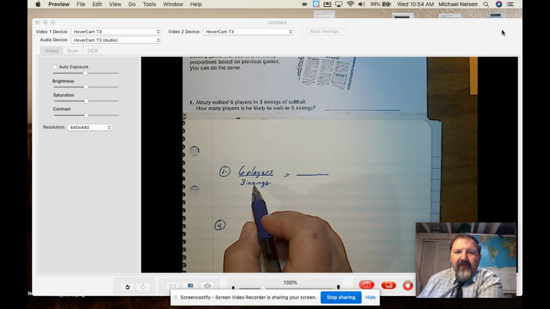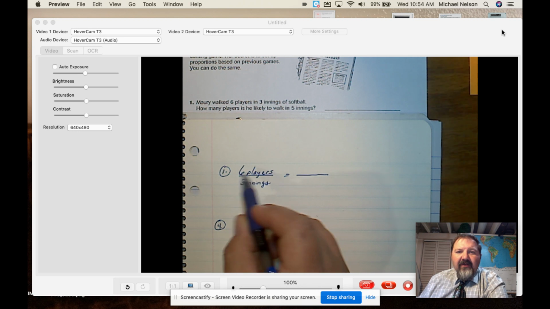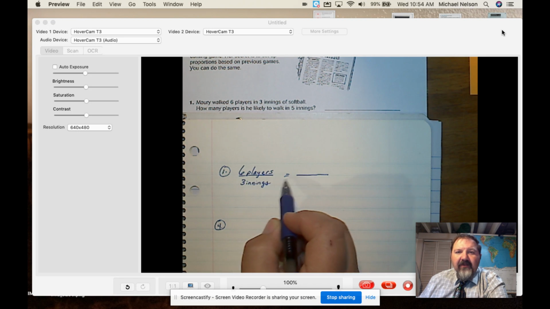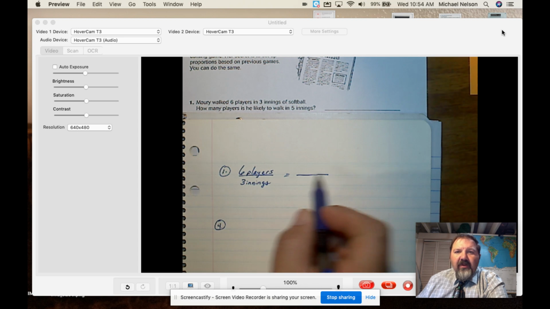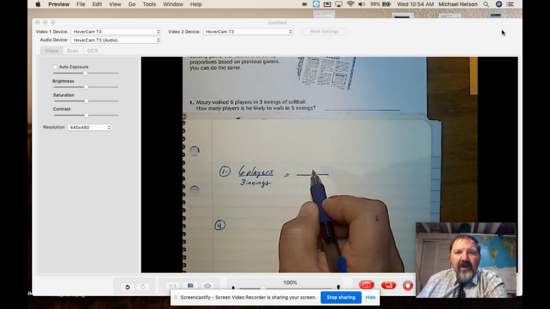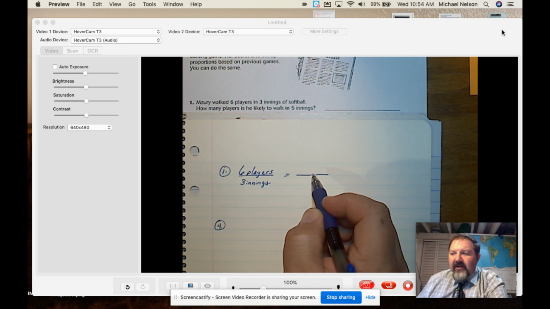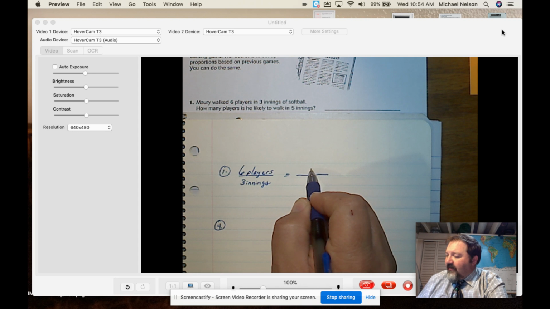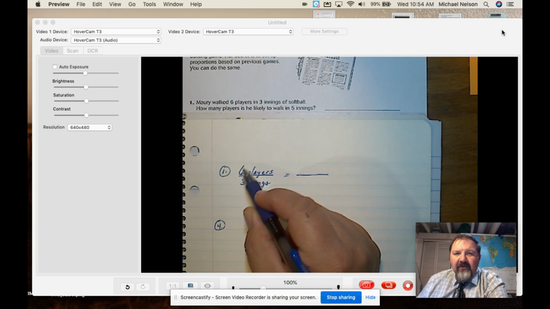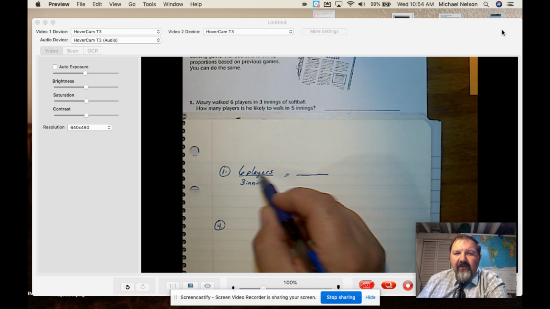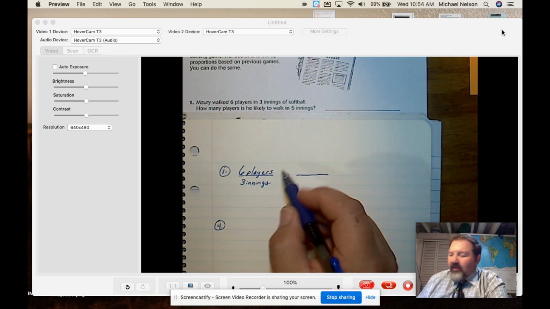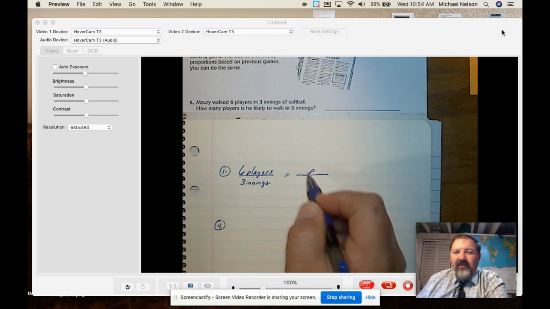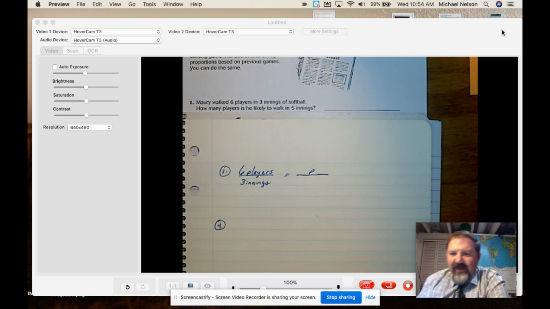So I set it up like a fraction again. It's just a comparison. I'm using that line as the divider. It equals so many players, which we don't know. How many? How many is kind of our international code for a variable or a question mark. Whenever you see how many, you're going to put some kind of variable in there. I like to use the first letter of the unit, so P for players. And then you get to make the funny joke about how we're looking for P.